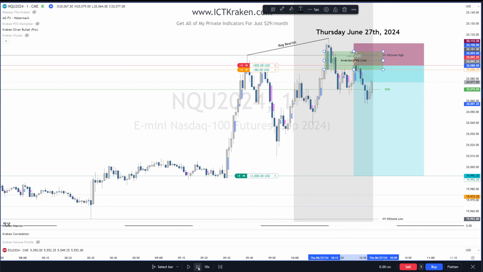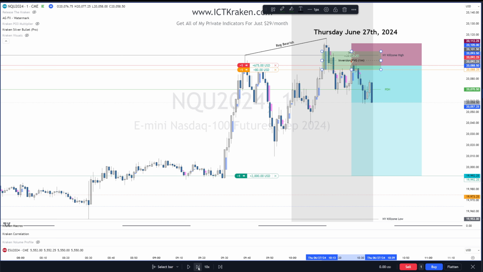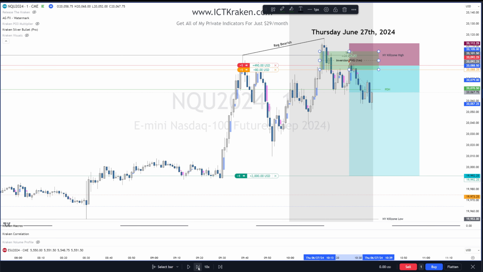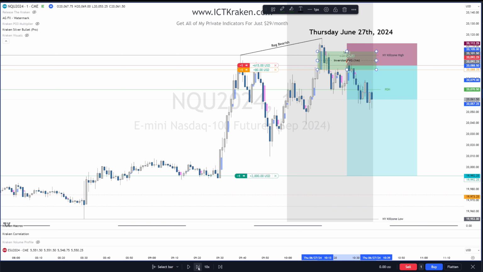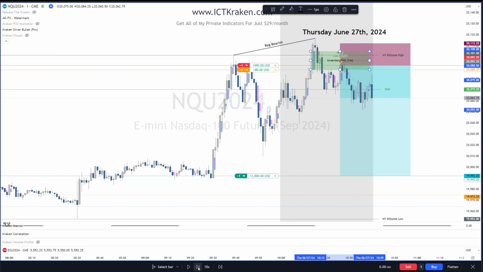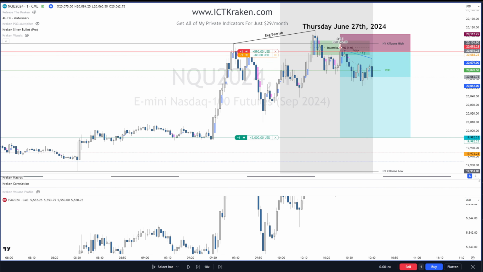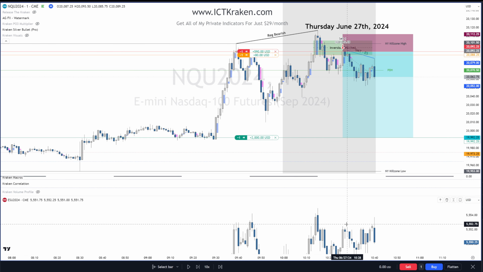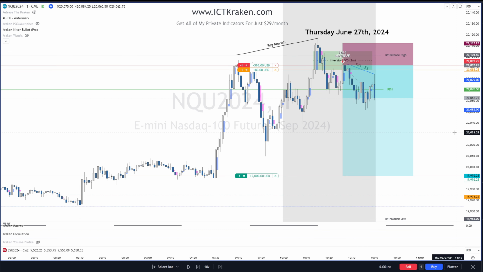Come on, just go down. Further down would be great. Oh, not wick up. I don't like that. Okay, almost took me out. But that gave us SMT with ES. Up. This goes up. It goes down. SMT with ES. So now I feel better about this trade.